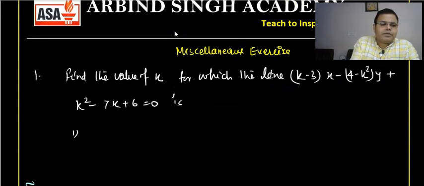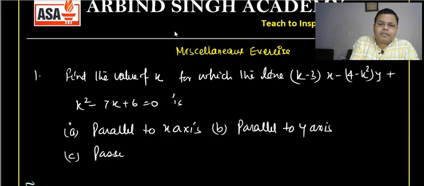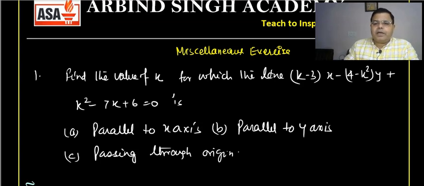A, parallel to x axis; B, parallel to y axis; and C, passing through origin. Right? So this is the question I have to deal with.